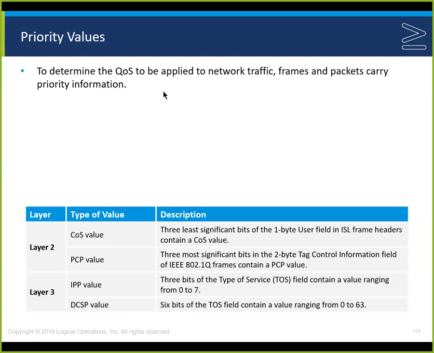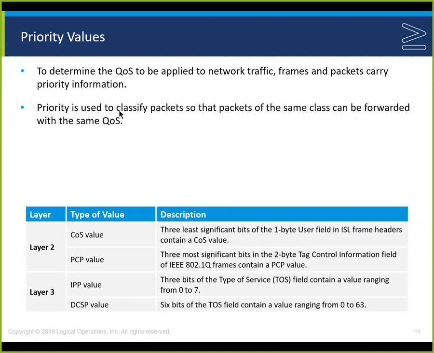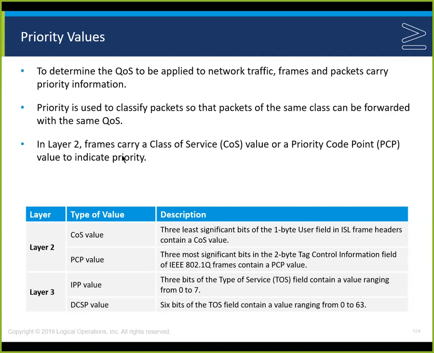We're going to have to determine the QoS to be applied to the network traffic, and packets carry priority information. Used to classify packets so that the packets of the same class can be forwarded with the same quality of service. Layer 2 has a class of service or a priority code point to indicate those. And down here, the class of service was used in the ISL frame header. So ISL uses class of service. PCP, priority code point, is something that we would see in the 802.1Q frames.